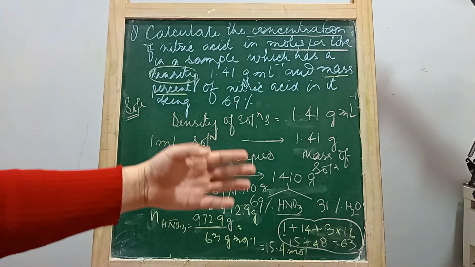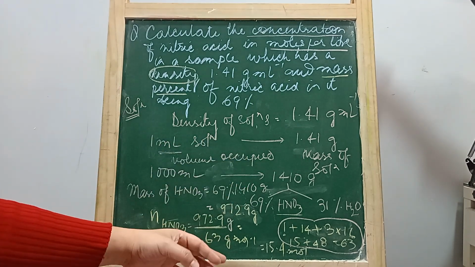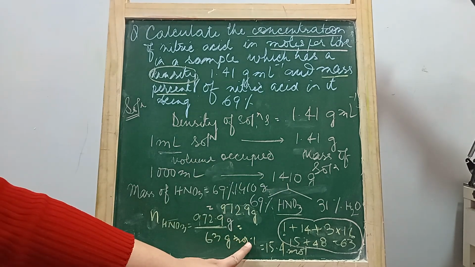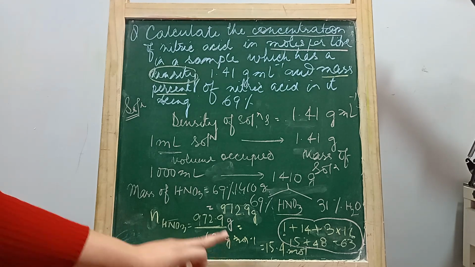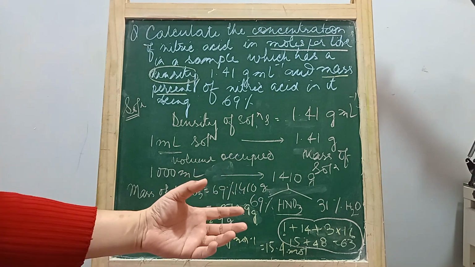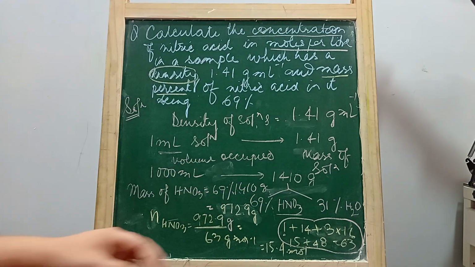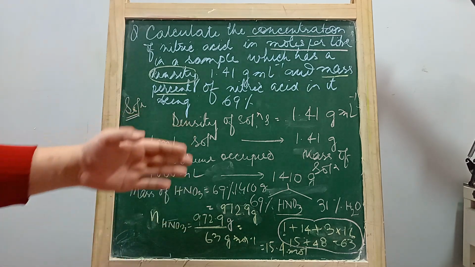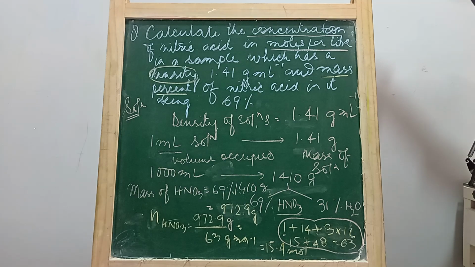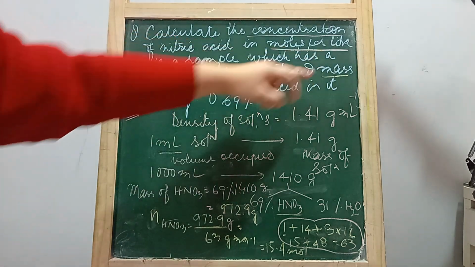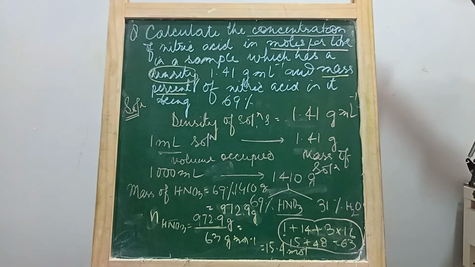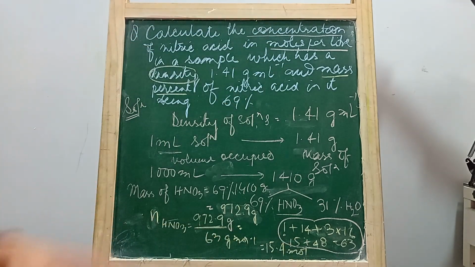So that means the molar mass of nitric acid is 63 gram per mole. 1 mole of nitric acid has a mass of 63 gram. So 972 gram means how many moles? Obviously, you will divide, and it comes to 15.4 mole. That means 1 liter of the solution contains 15.4 mole of nitric acid. That's what the question is asking to calculate. In 1 liter of the solution, what is the concentration of nitric acid? How many moles of nitric acid are there? 15.4 mole of nitric acid is there.